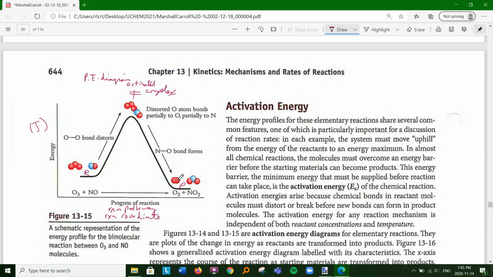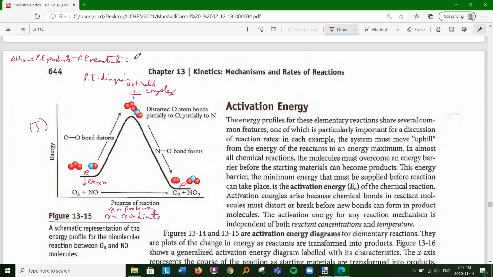So there's the products. The difference between reactants and products in this drawing is delta H of the reaction, and it's exothermic because the products are less energetic than the reactants. Something you might have remembered last year is delta H of the reaction is potential energy products minus potential energy reactants.